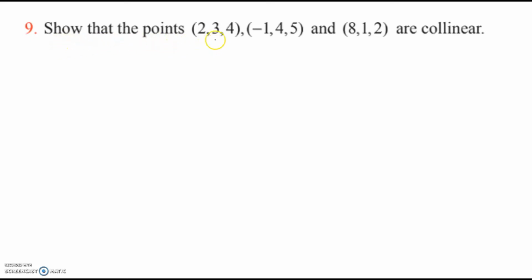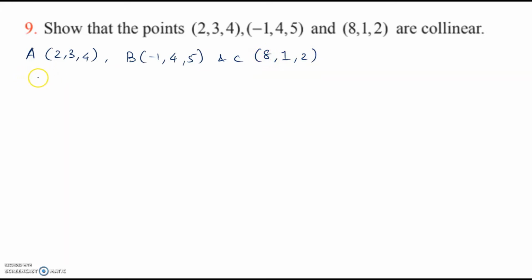Show that the points 2, 3, 4, minus 1, 4, 5 and 8, 1, 2 are collinear. So which means they are on the same line. So let's call A point as 2, 3, 4 and define B as minus 1, 4, 5 and C as 8, 1 and 2.